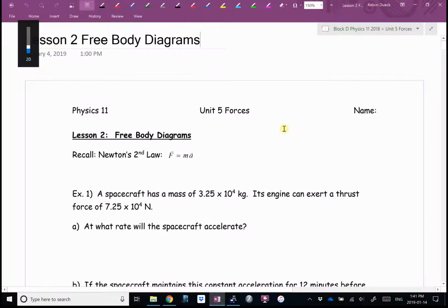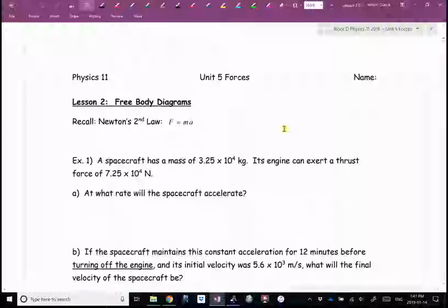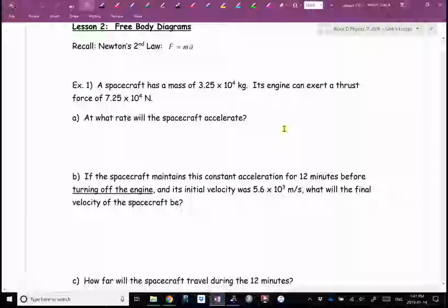So lesson 2, we spent 2 days on Newton's laws to wrap our brains around them because they're not intuitive, especially Newton's first. Newton's second law, F equals ma. A spacecraft has a mass of 3.25 times 10 to the 4th kilograms. Its engine can exert a thrust force of 7.25 times 10 to the 4th newtons. Logan, what does A want me to find?